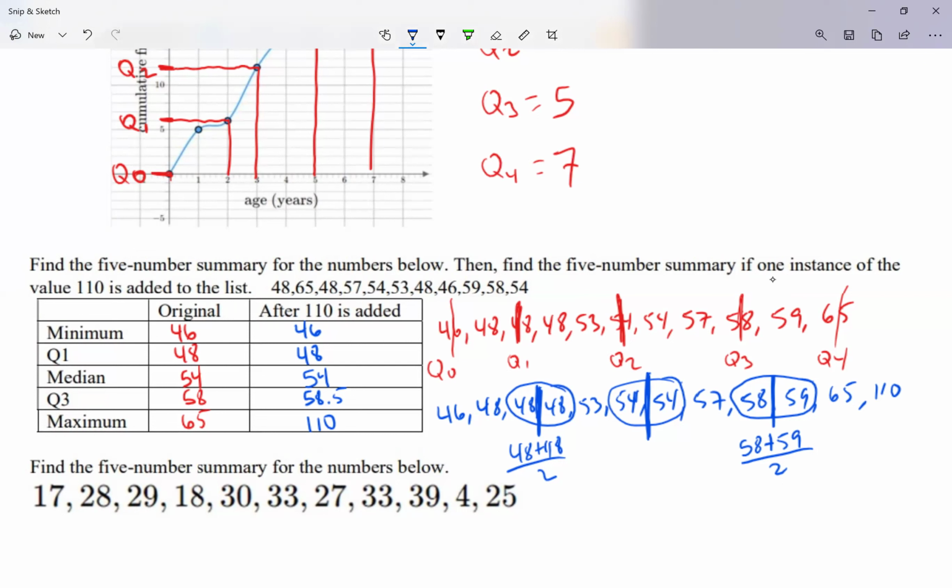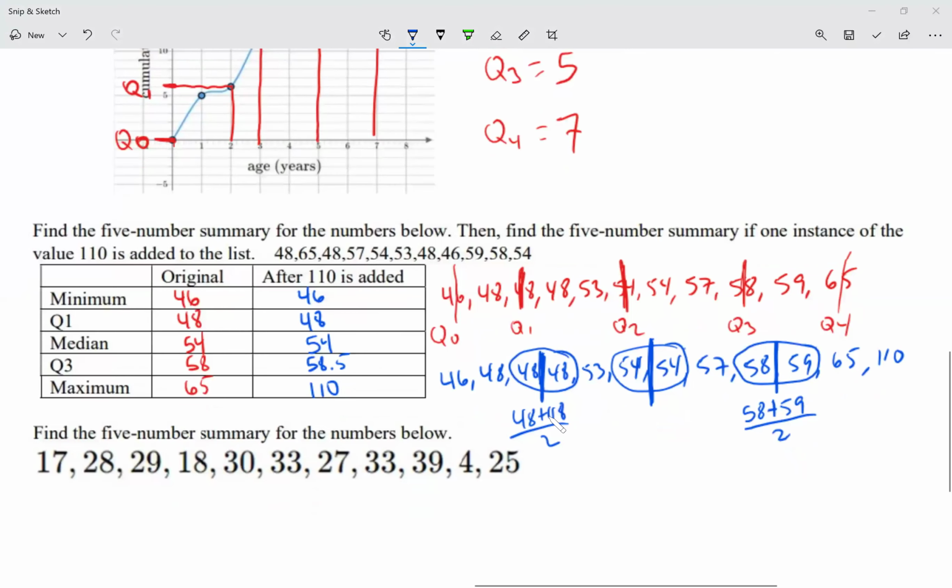So basically, I ask you to do the same question, and there are 2 answers. One was the original numbers, and then for the second list, I either add a number or subtract a number. So in this case, I added a value. But again, sometimes I might ask you to erase a value. Good.